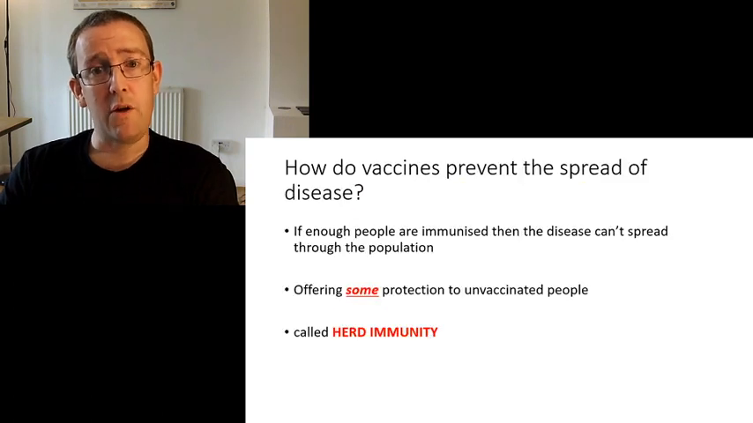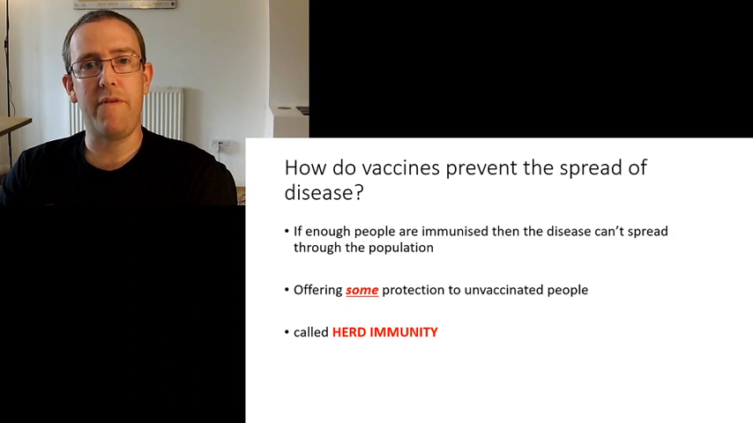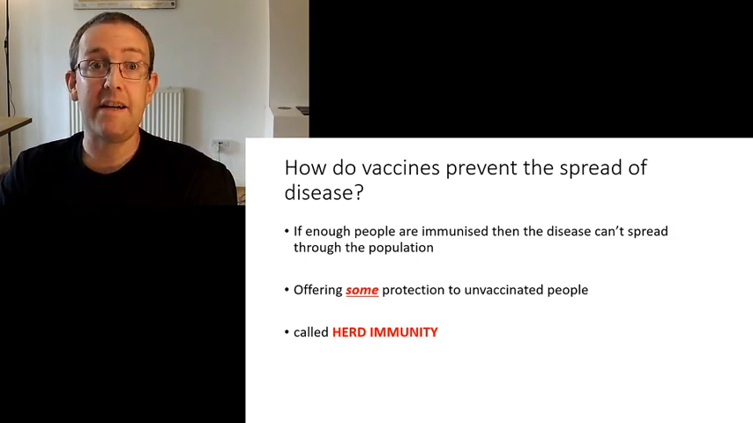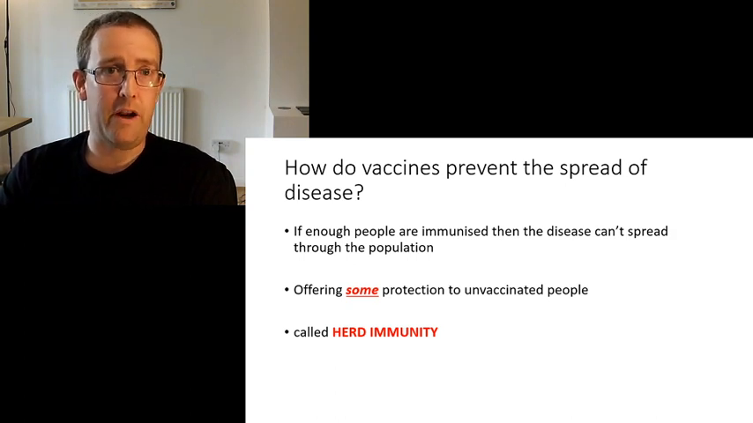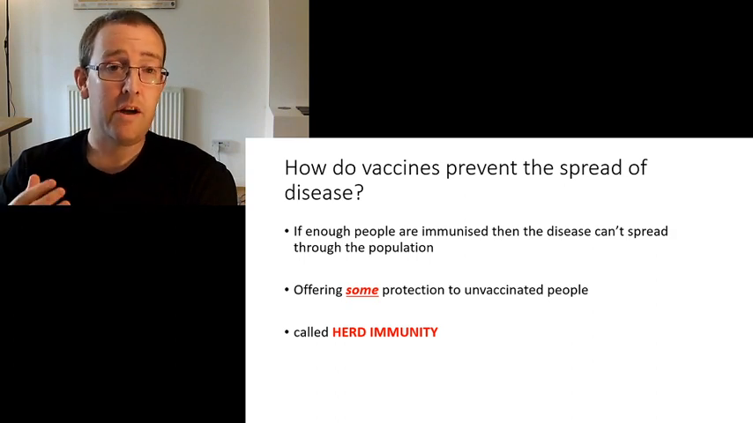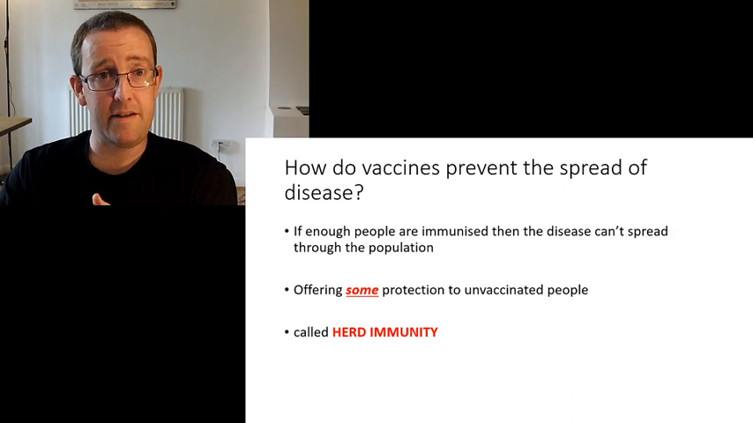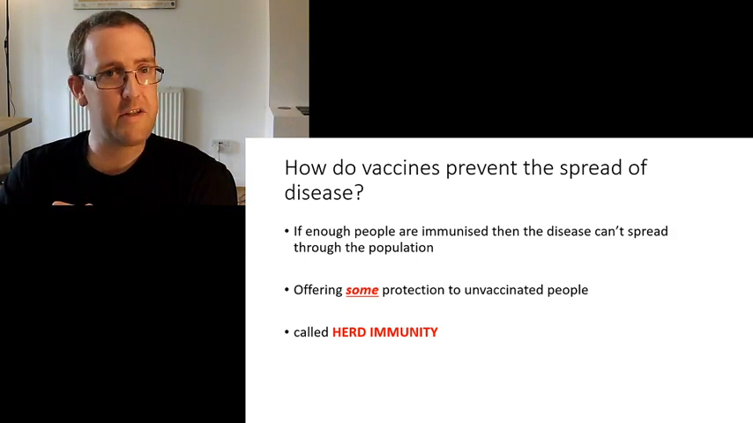Okay, so how do they prevent the spread? So that's how they protect you, but how do they prevent the disease to spread? Well, if you are vaccinated, and indeed if enough of the population is vaccinated, then the disease can't spread through the population, because anyone who comes into the country with a particular illness or comes from an area where they haven't been vaccinating and has the disease, if they bump into you and you've been vaccinated, no disease transmission.